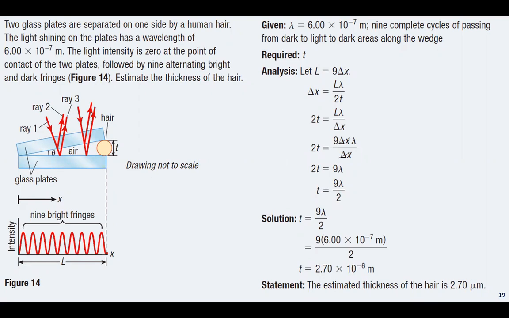So note here, we have L equals 9 delta x, right? According to the given information, because there are 9 complete cycles of passing from dark to light to dark areas along the wedge, L equals 9 delta x. So delta x cancels out here. Then t equals 9 lambda over 2. This gives us 2.70 times 10 to the power of negative 6 meters. So the estimated thickness of the hair is 2.70 micrometers.